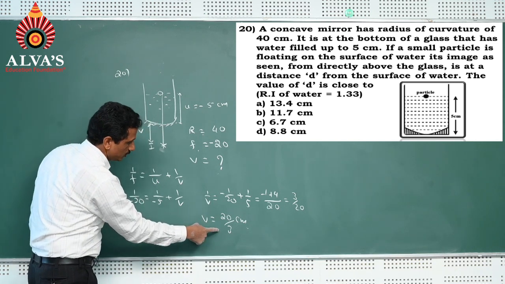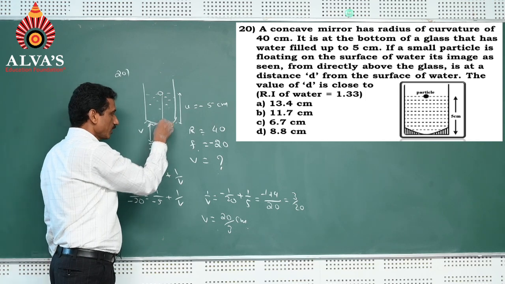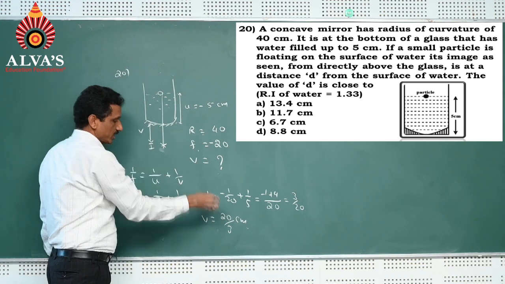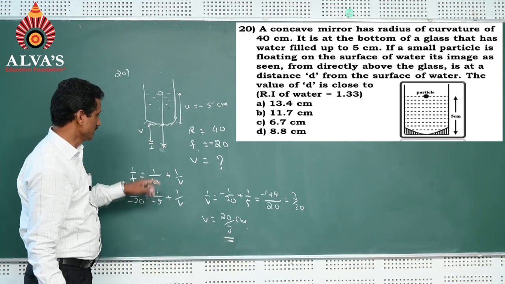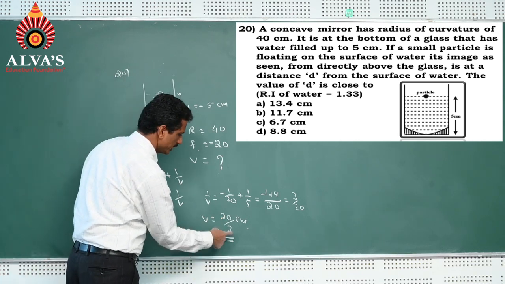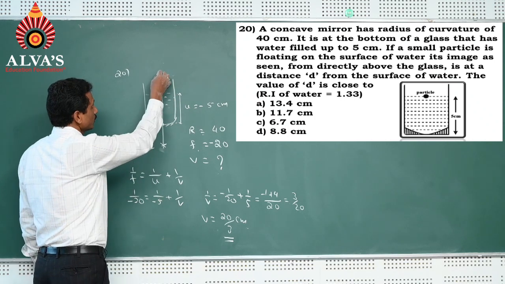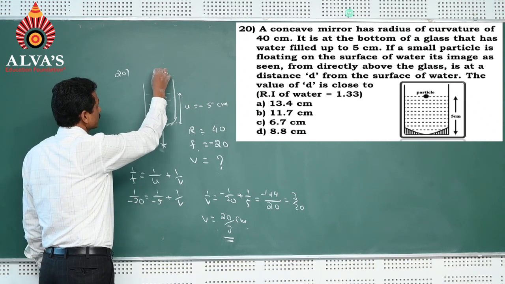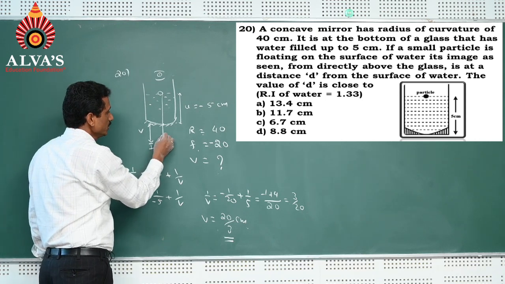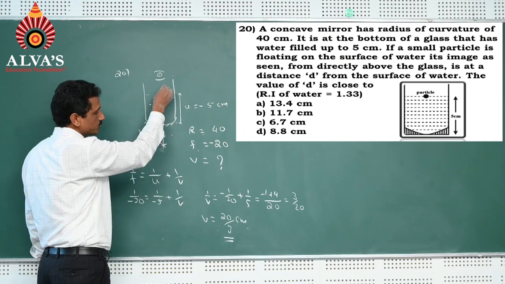We get a positive value, which means it is behind the pole. Distances are measured from the pole and along the principal axis, in the direction of the incident ray. Therefore, it is positive. That is a virtual image, v is equal to 20 by 3 centimeter. You are looking at the floating object from this side. Therefore, this image appears to rise from somewhere here. This is the image observed by the observer.